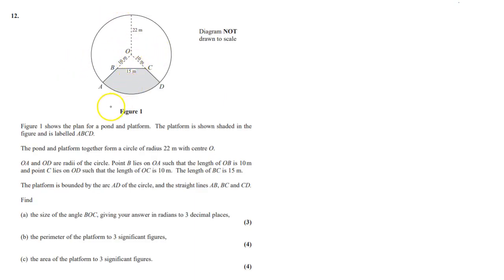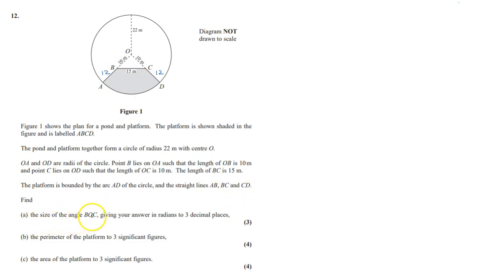This figure shows the plan of a pond and a platform. The platform is shown shaded. This is the platform and it is ABCD. They together form a circle of radius 22. So this is 22. OA and OB are the radii, 22 and 22. This is 10 and 10. So this will be 12 and 12. Length BC is 15.